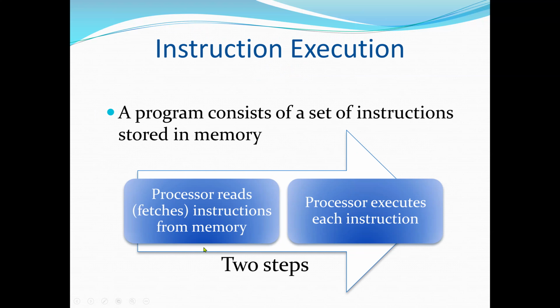The next is instruction execution. Here we say there are two steps. A program consists of a set of instructions stored in the memory. For an instruction to be executed, first it must be fetched. So the processor reads or fetches the instruction from the main memory, or the memory in general. Then after it fetches it, the processor will execute each instruction. This is not a hardware class, so we don't go into details about all these things, just to get a general idea.